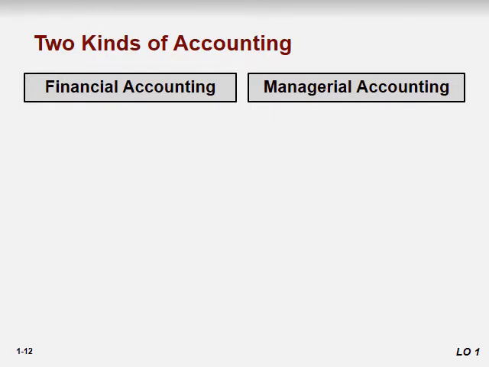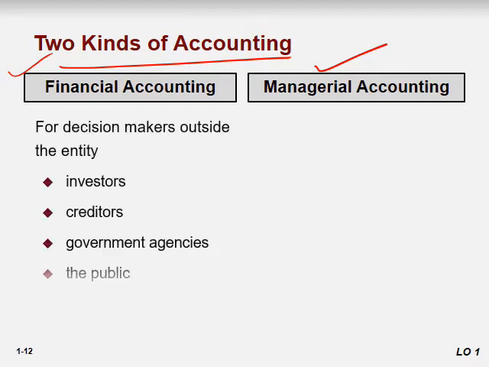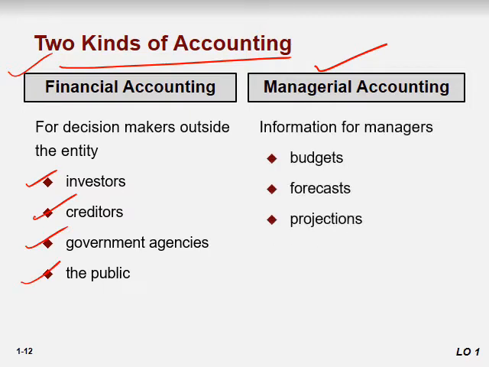So both external and internal users of accounting information exist. We can therefore classify accounting into two branches: one is financial accounting and one is managerial accounting. Financial accounting provides information for decision makers outside the entity, such as investors, creditors, government agencies, and the public. While managerial accounting provides information for the managers of a business.